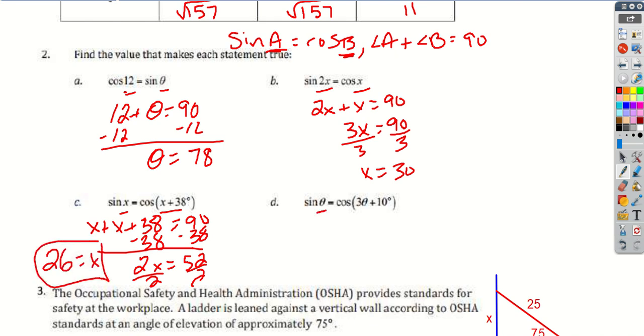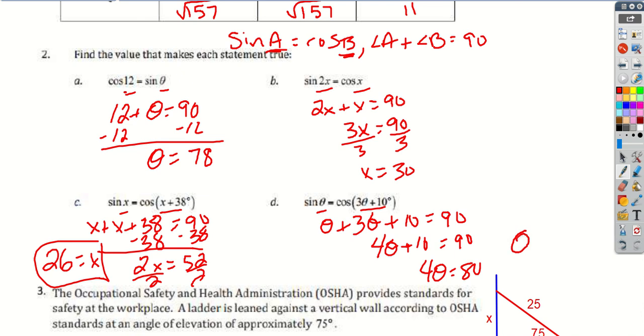And by the same token, if we're taking the measures of sine is equal to cosine, then our angles, theta plus 3 theta plus 10, is equal to 90. So we combine these to get 4 theta plus 10 is equal to 90. Move that 10 over. 4 theta is going to equal 80. And then theta is going to equal 20. We divide by 4.